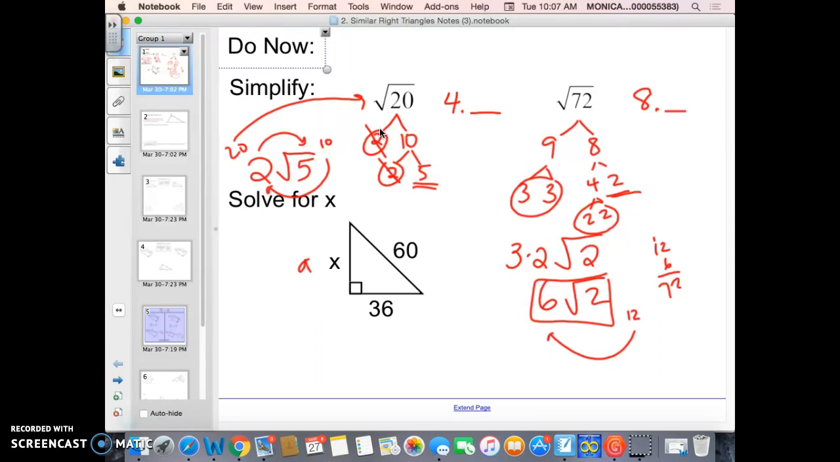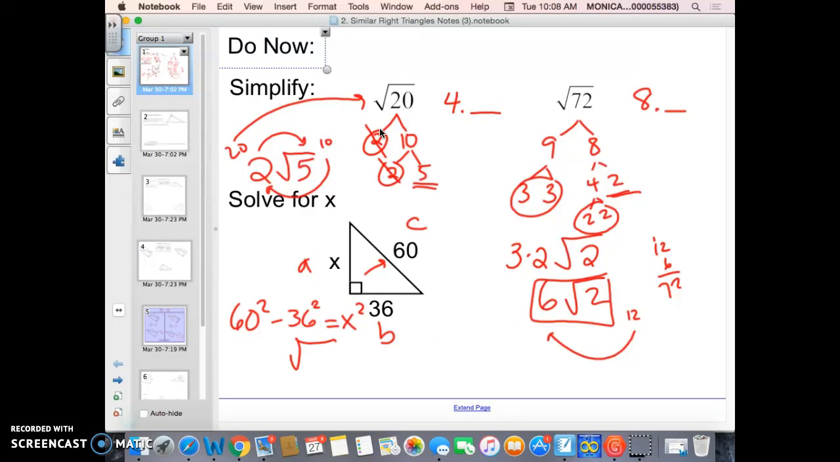So I'm going to call this side A, this side B, and this has to be side C because it's across from the right angle. So this would be 60 squared minus 36 squared, and that's going to equal x squared. Again, I don't have a calculator, but you can type this in your calculator exactly how it looks. And then the last step is to take the square root of whatever you get.